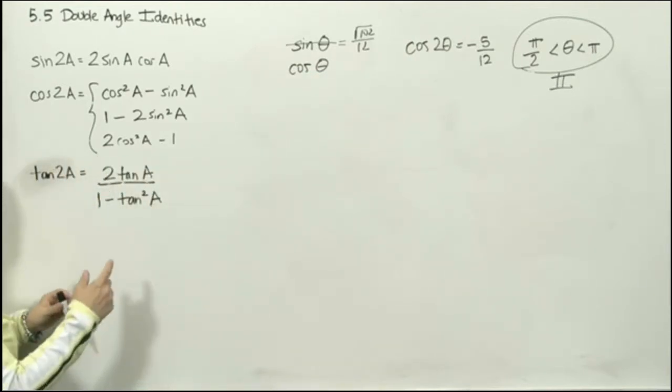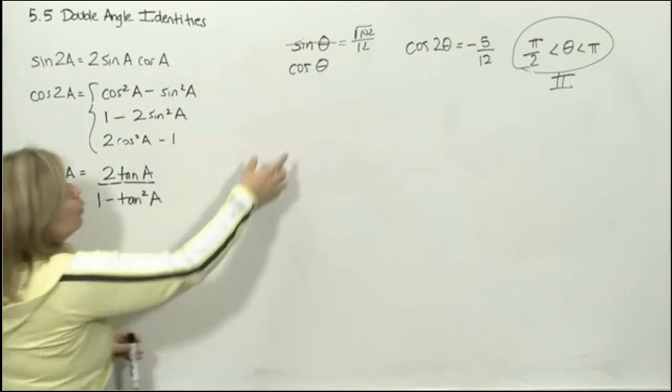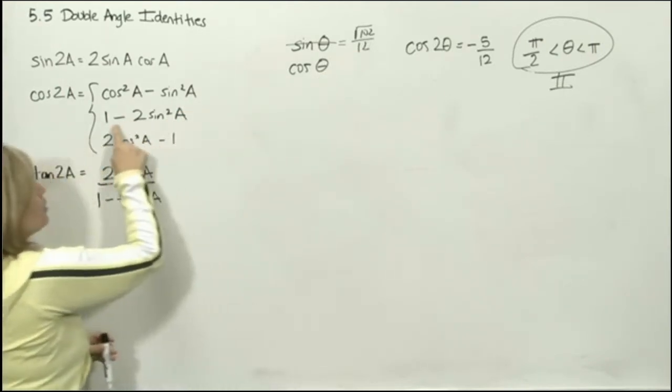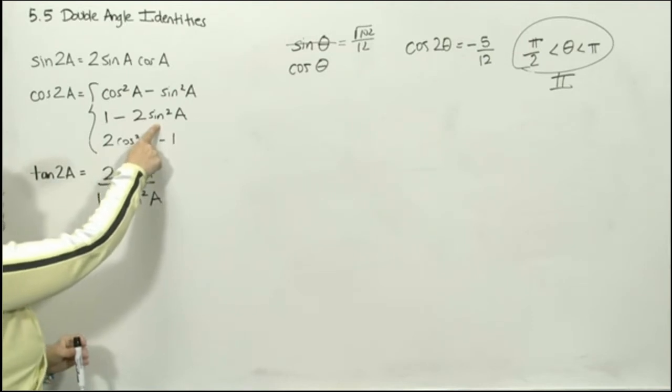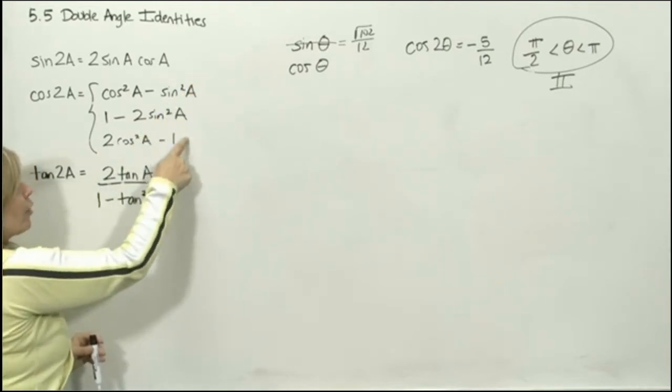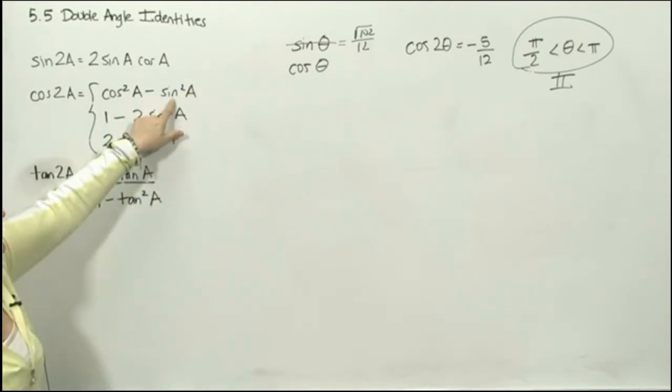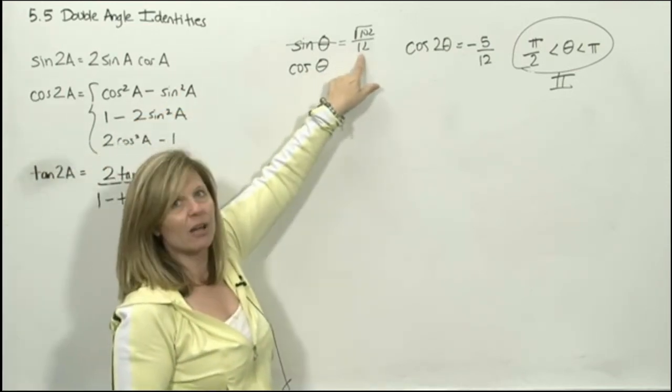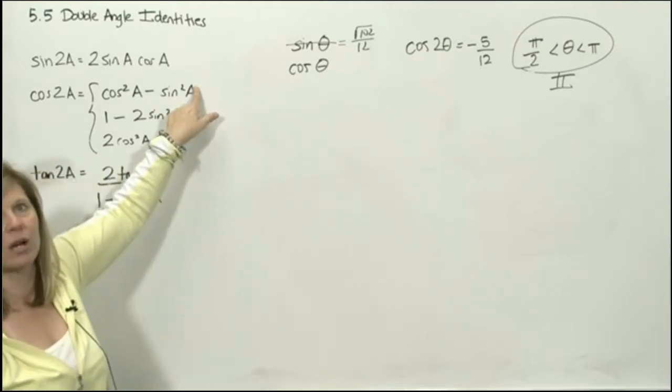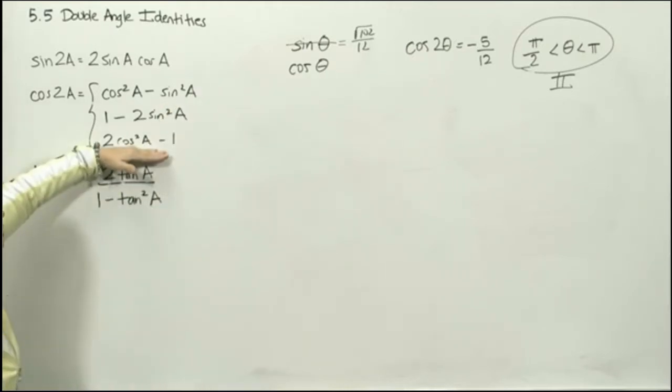We have 3 identities, 1, 2, and 3. Well, if we're trying to find cosine, obviously we're not going to use the middle one because that has to do with sine. So it's either the first one or the third one. We know what sine theta is. We could use this first one, but do you really want to take that fractional value and have to square it and work with those numbers? I wouldn't. So I'd use the bottom one.